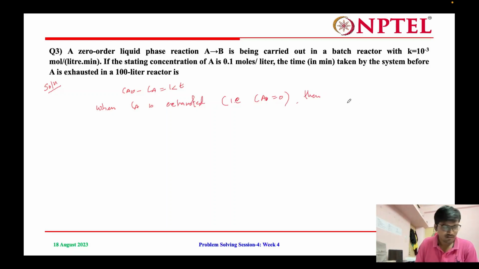Then T is equal to T full, right? So T is equal to T full equal to C A naught by Q. Here C A naught is given as 0.1 and K is given as 10 to the power minus 3.